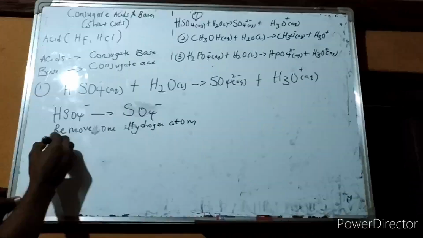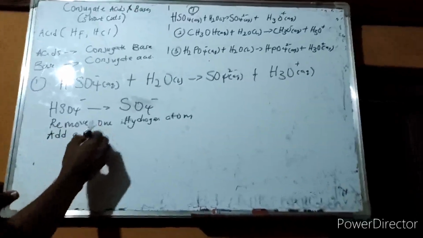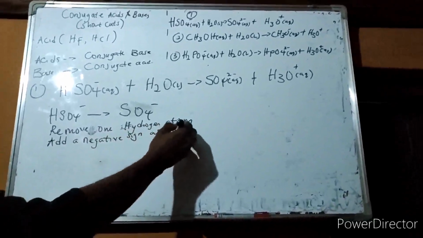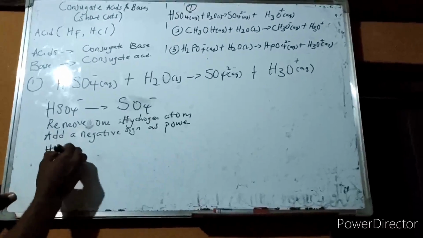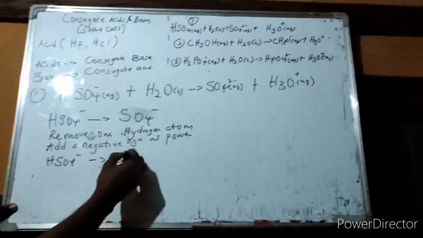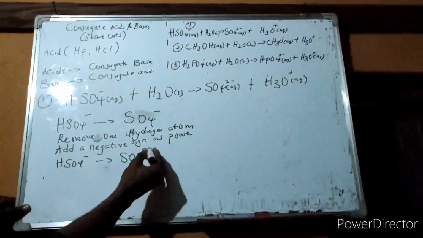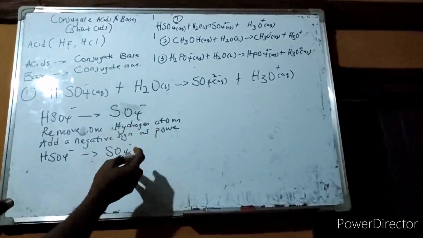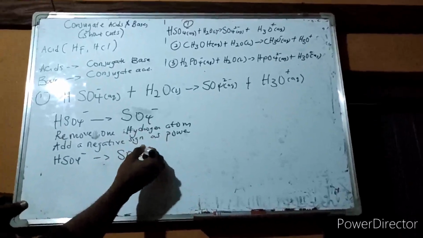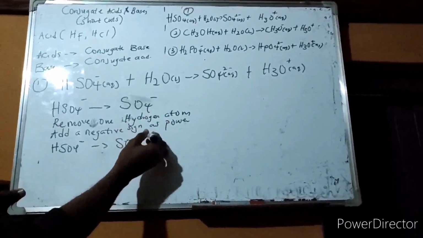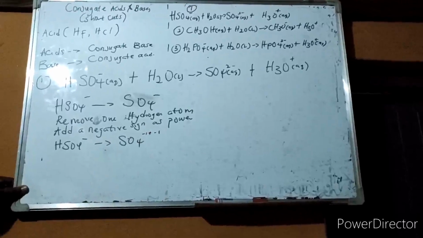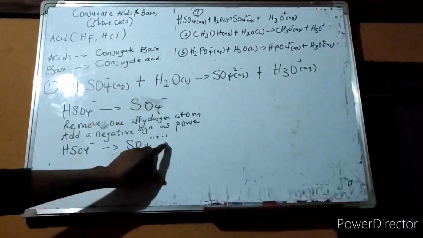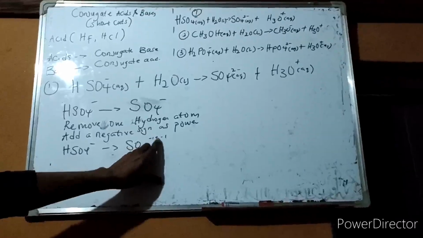Then after that, you now add a negative sign as a power. So this HSO4 minus will now give you SO4, this is the minus. Then add another negative sign. You understand? Add another negative sign, because you are adding another negative sign. It's just like this is minus 1 already. You're also adding minus 1. You've already added, there was a negative sign here, which is minus 1. Then you are now adding another negative sign.